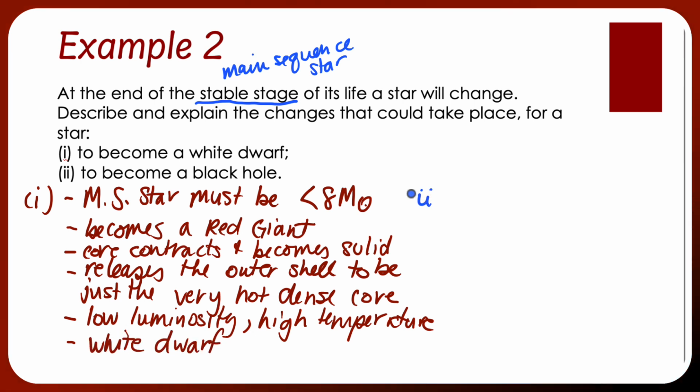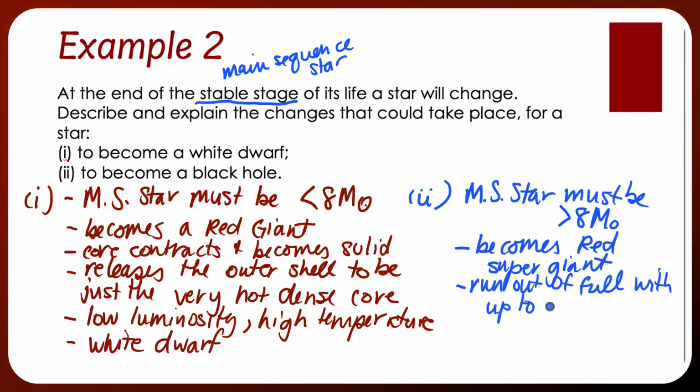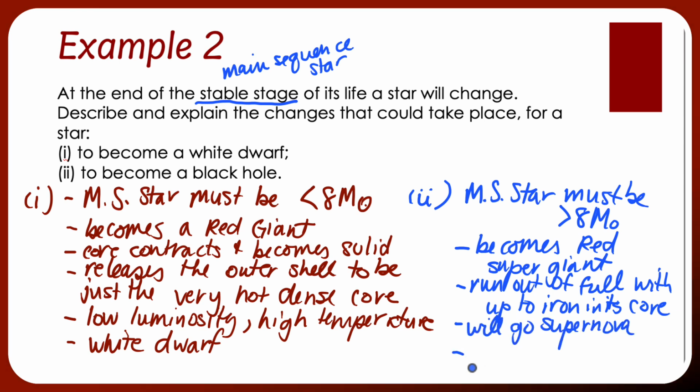Now, in order for it to become a black hole, that means my main sequence star is going to be greater than 8 solar masses. It's going to be a red supergiant next. From there, it's going to eventually run out of fuel after making up to iron in its core. It's going to go supernova. And since we're going to have a black hole, that means the remaining core is going to be 3 times the solar mass to be a black hole.